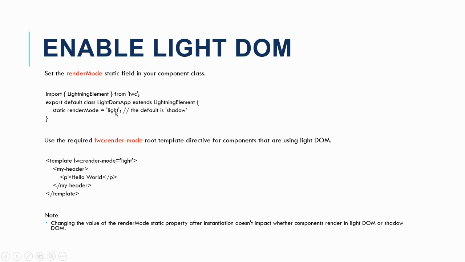Now this is one part which we need to do in our JS file. But in our HTML file, to use Light DOM, we need to use one property named lwc:render-mode, and that has to be mapped to the root tag, or you can say our template directive over here, like lwc:render-mode='light'. Unless you meet these two criteria, Light DOM will not be enabled, and you will not be able to access the Light DOM in your LWC component.